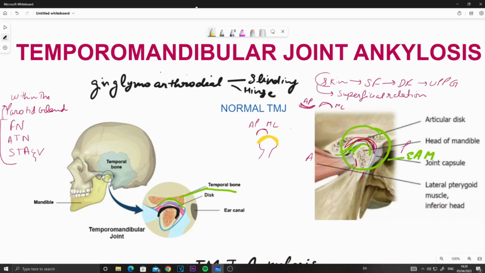The disc is oval in shape and fibrous and is thinner in the central portion. From this region it would be thinner, and thicker anteriorly and posteriorly. The central part of the disc would be thinner as compared to the peripheral region.